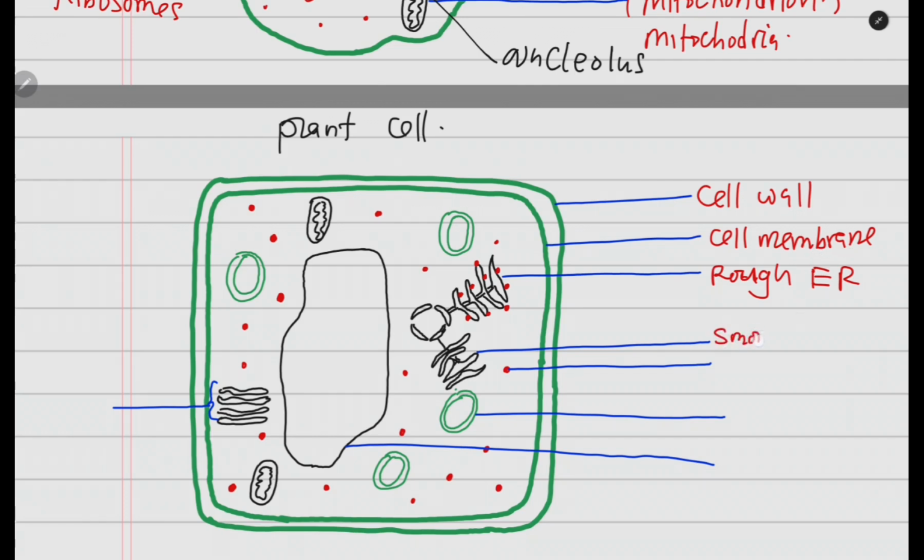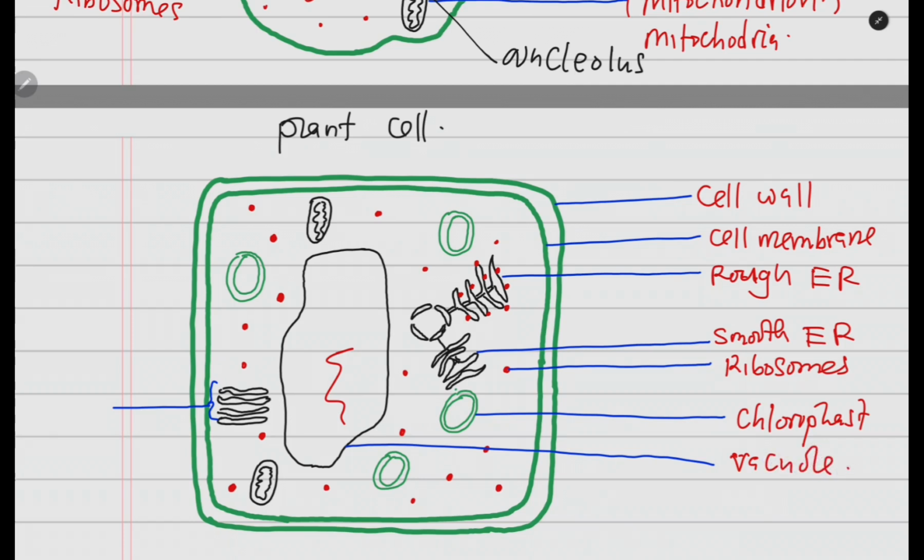Then the other one I'll say smooth, as you can see, the same, but this one does not have the ribosomes on its surface. So this is the smooth ER, meaning smooth endoplasmic reticulum. Then we have these parts which are called ribosomes. Then we have these green circular parts, and that is what we call the chloroplast. Remember where we are coming from, the chloroplast. Then also we have this inside part, this big part here, which is the vacuole. So equally here the vacuole is visible.